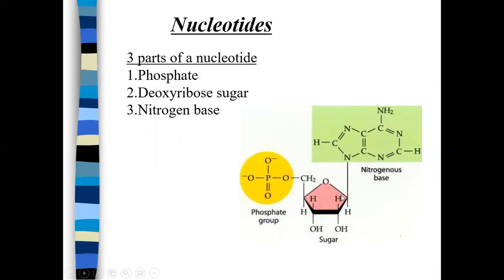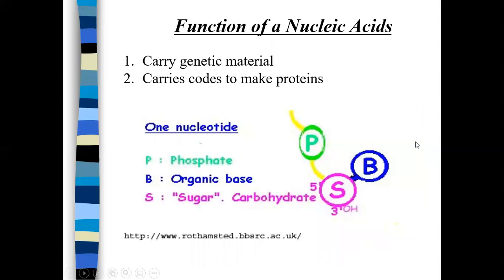This is deoxyribose sugar. Deoxy means it has one oxygen less. Similarly, this is the phosphate group, and this one is the nitrogenous base. Function of nucleic acid: the basic function of nucleic acids, DNA and RNA, is to carry genetic material and carry codes to make proteins. These two are the major functions of nucleic acid.